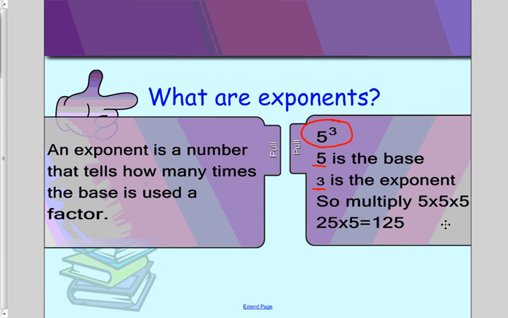So it's going to be 5 times 5 times 5. We can go ahead and multiply 5 times 5 on our calculator or in our head and get 25 times 5 again, and our value is going to be 125.